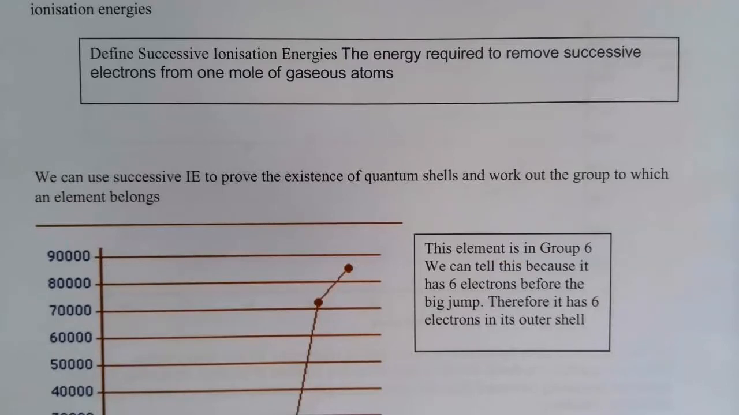In this last video, what we're going to look at is successive ionization energies. That basically means taking a single atom and stripping it of its electrons one by one, and having a look at what the energy required to do that can tell us about the electron structure. So we're on page 22 of your notes. That's the energy required to remove one electron after another, in other words, successive electrons from one mole of gaseous atoms.